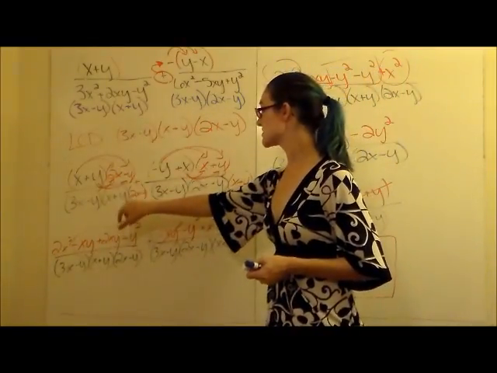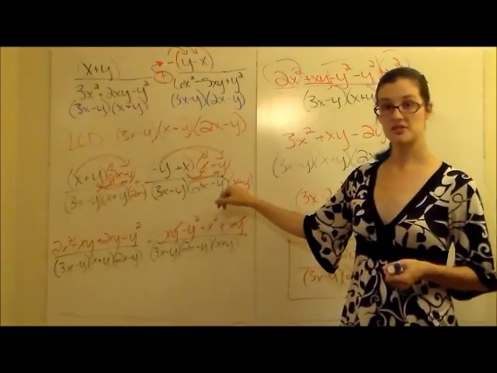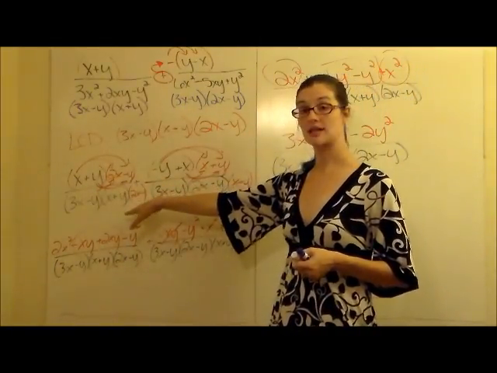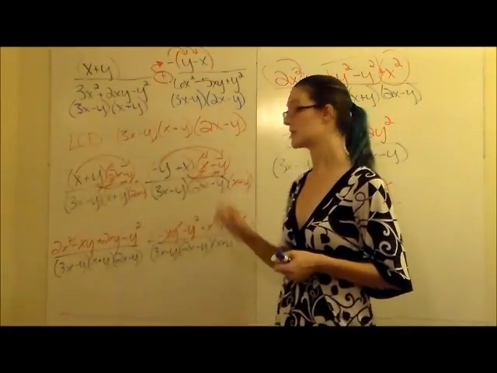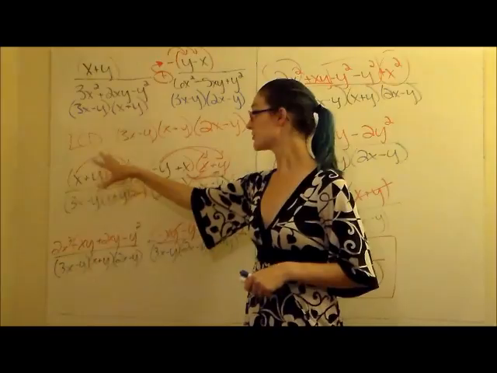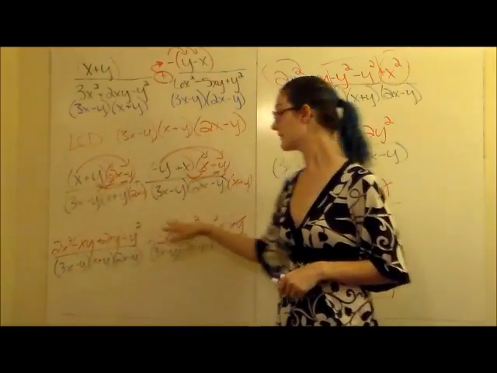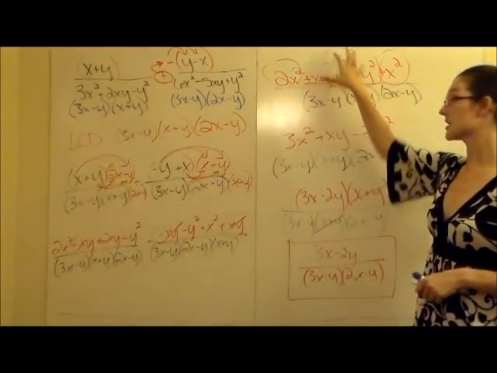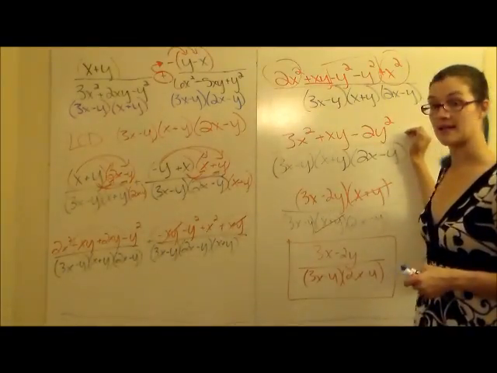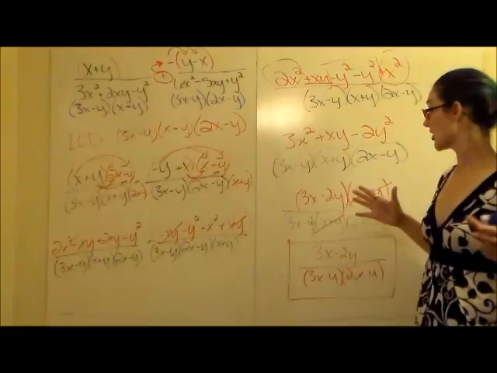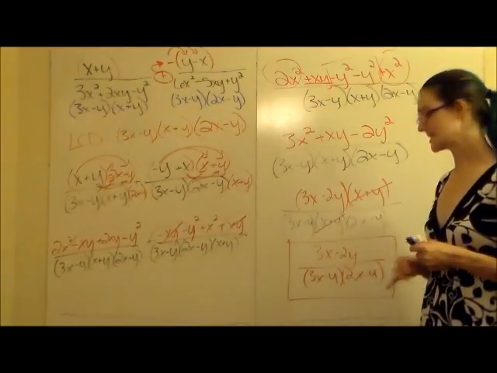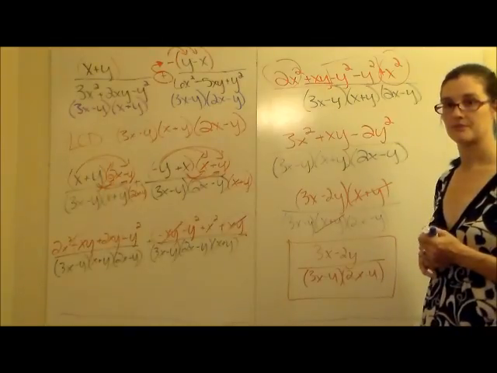Once we had our LCD as well, we made our equivalent fractions by taking whatever was missing from that fraction to make it look like the LCD and putting that in both bottom and top. We left the bottom factored. We FOILed or multiplied the top, then combined like terms and combined like terms again. Once we got everything simplified in that numerator, it's all in one fraction. We were able to factor, reduce to get our final answer.